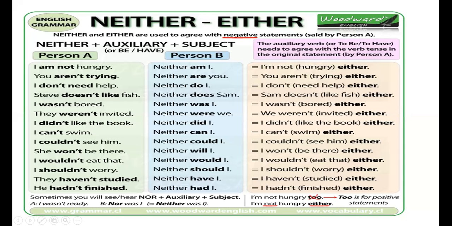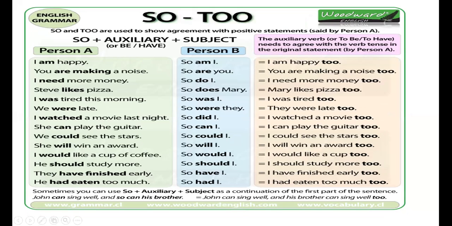Okay. Here we have so and to, right? It says that we use so and to. They are used to show agreement with positive statements said by a person. So plus auxiliary be or have, plus the subject, right? The auxiliary verb, which can be to be or to have, needs to agree with the verb tense in the original statement.